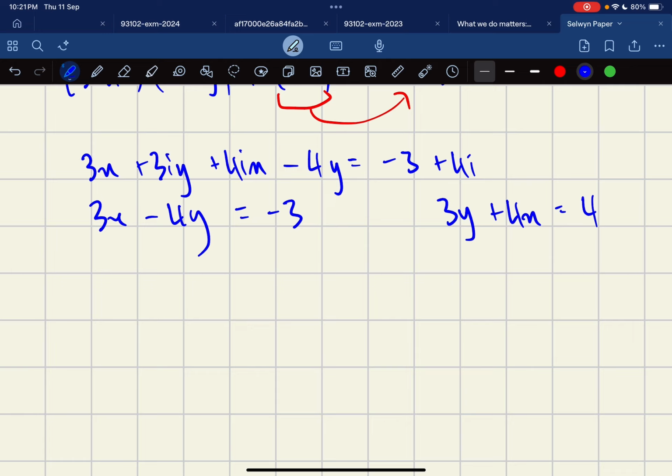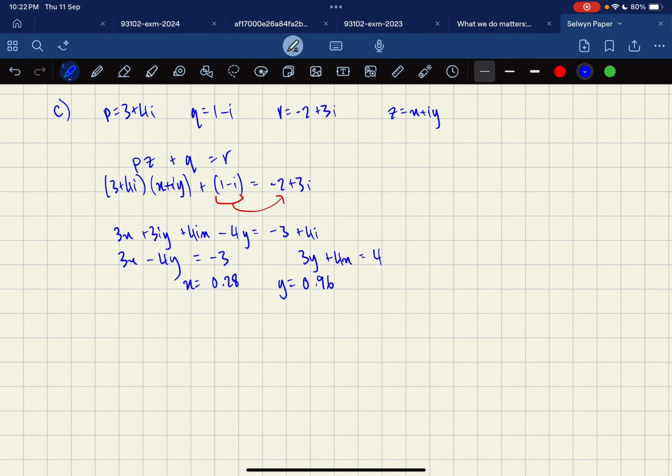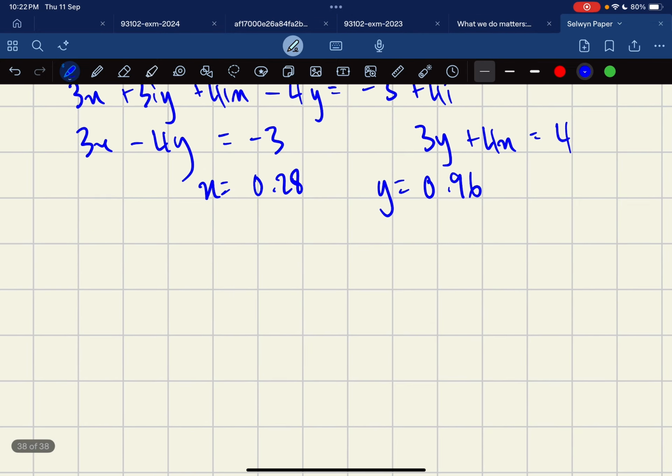So you're going to go to your calculator, simultaneous equation, two unknowns. The x term is 3, and then negative 4, and then negative 3. The next one is just the other way around, but make sure you put in 4 for the first term for x, and then 3, and then 4. And then you'll get x equals 0.28, and y equals 0.96. So your complex number Z is equal to 0.28 plus 0.96i.